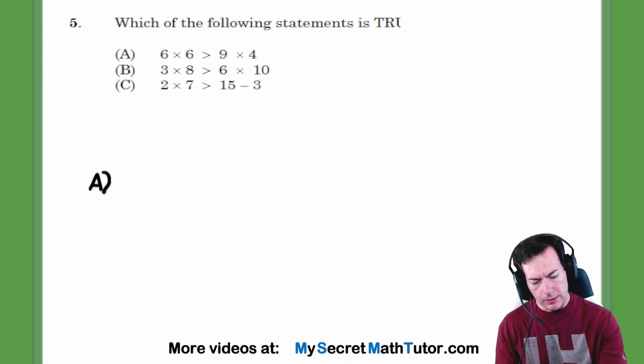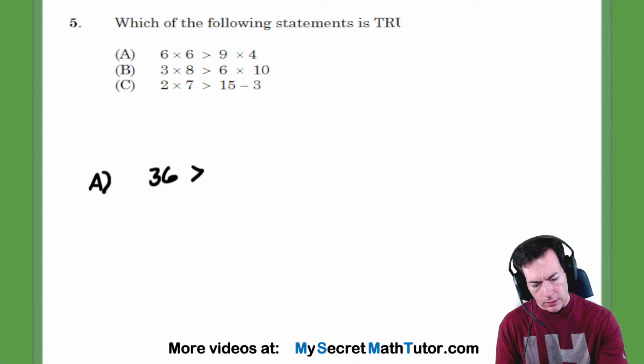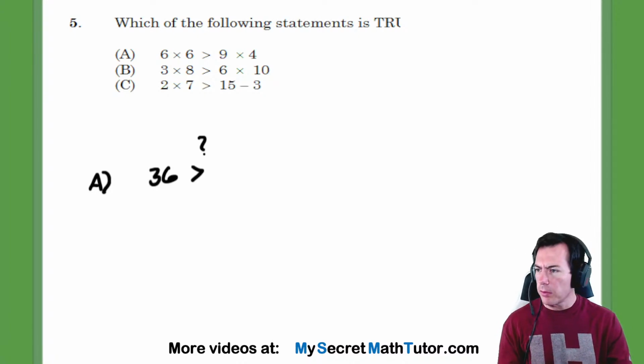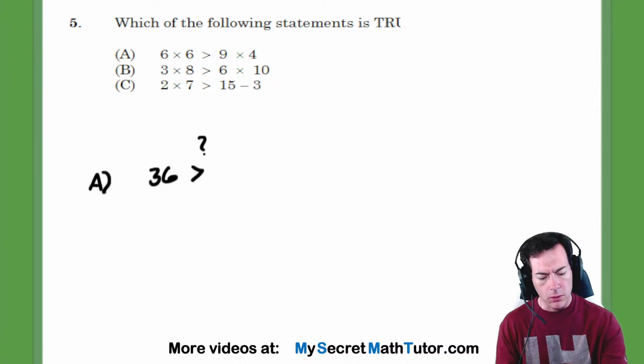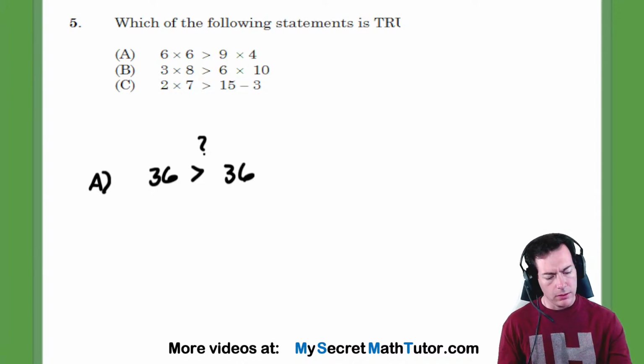So 6 times 6, this will give us a 36. Is that really less than? Let's go ahead and put a little question mark over there. 9 times 4, so that is also 36. Well, 36 is equal to 36, and the inequality is a strict one, so I know that this one is not true.